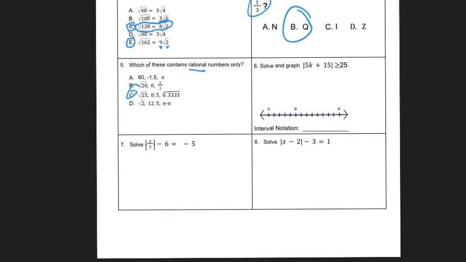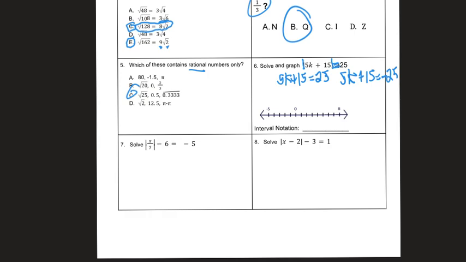Solve and graph. Now it's a loan, right? Since it's a loan, we can make our two equations. 5K plus 15 equals 25. Whoops, this should say equals. I'm sorry. Make that equals. And 5K plus 15 equals negative 25.